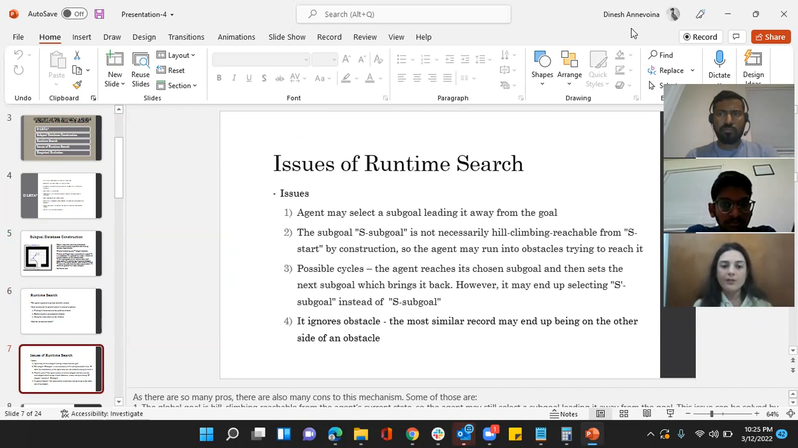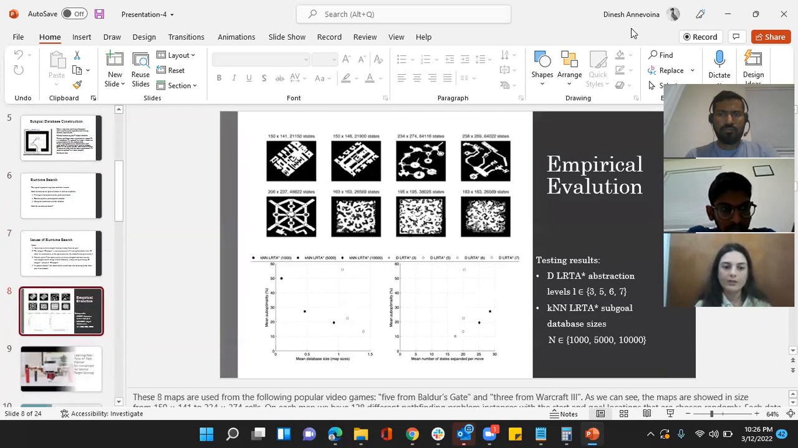However, after reaching the sub-goal, it might end up selecting S prime sub-goals instead of just S sub-goals. And then the fourth problem is that it ignores the obstacle, which can cause the most similar record to end up being on the other side of the obstacle. Furthermore, this can cause the agent to spend a lot of time working its way around those obstacles. Okay, can go on to the next one.